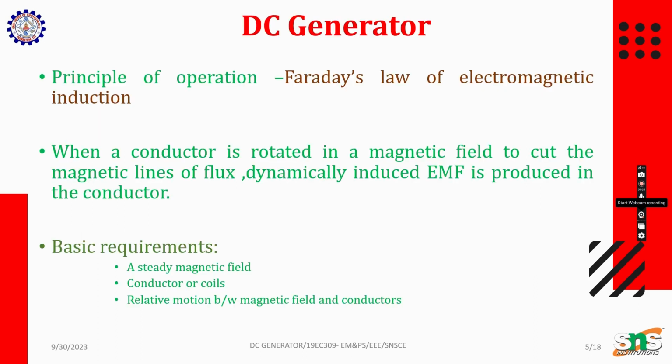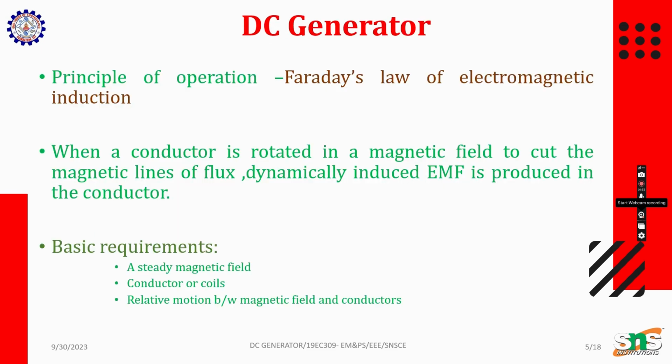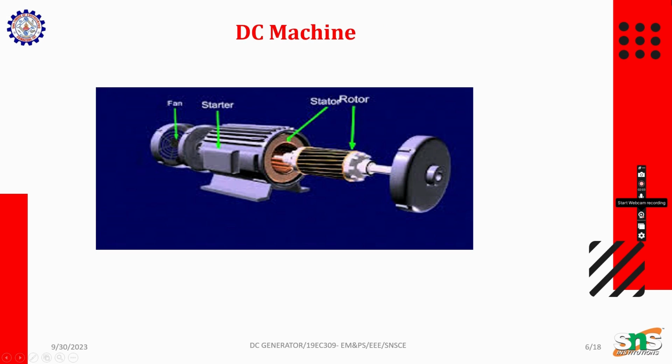Based on Faraday's law of electromagnetic induction, the DC generator operates. What is Faraday's law of electromagnetic induction? Whenever a current carrying conductor is placed in a magnetic field, it experiences a force. That force is known as electromotive force. What are the basic requirements? We need a magnetic field, a conductor or coil, and relative motion between the magnetic field and conductor. These are the basic components which we use in the DC machine.